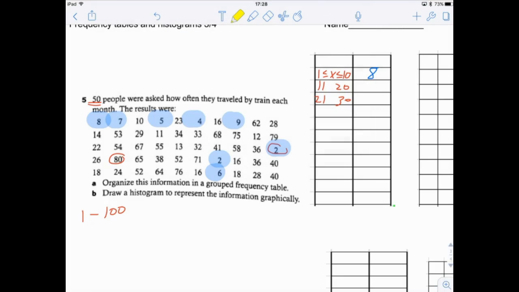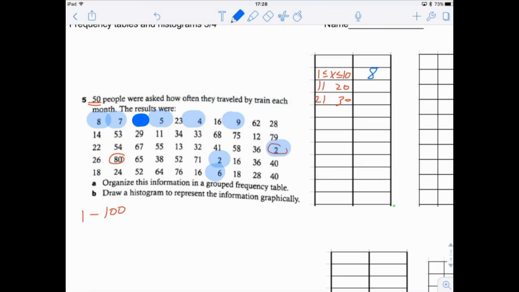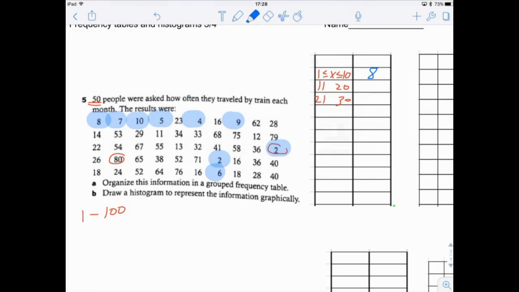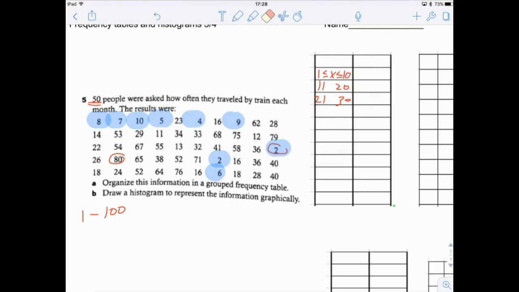So let's see. Oh, I forgot about 10. Look at that, 10. Oops. There's one more there. Are there any other 10s? No. So I need to change my 8 to a 9. Okay. 9.